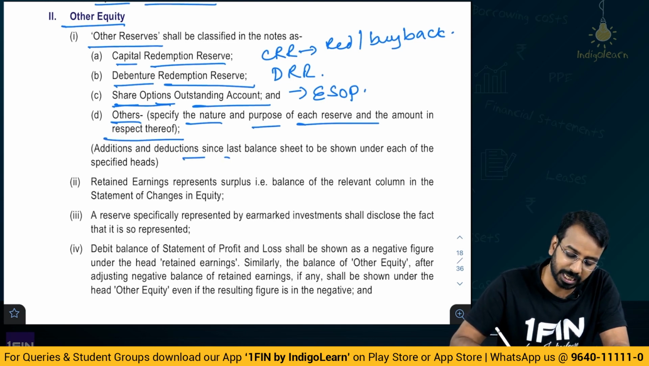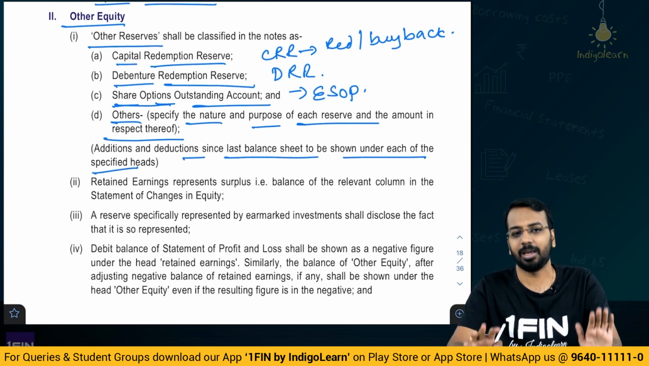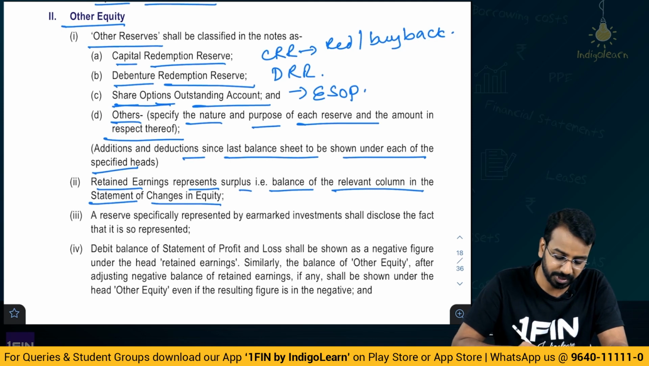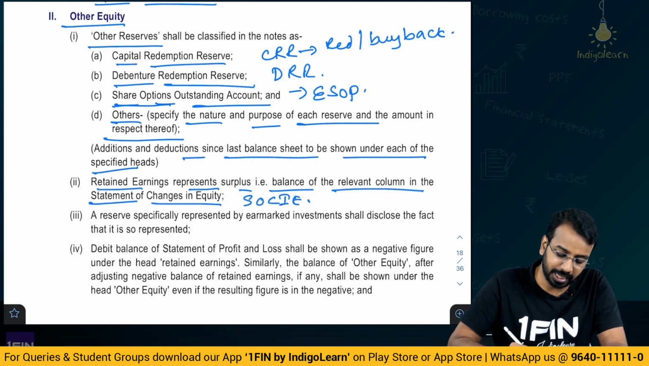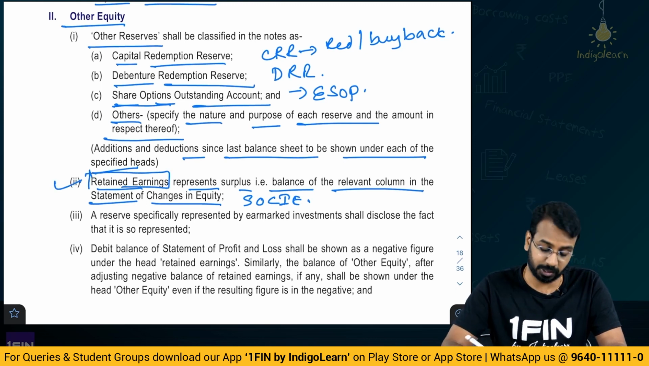Additions and deductions since last balance sheet to be shown under each head. So generally this is presented as a table. Okay. Then retained earnings representing the surplus of the balance of the relevant column in the statement of changes in equity. So you have a statement called statement of changes in equity. There you have retained earnings balance. So that retained earnings will show under other equity.